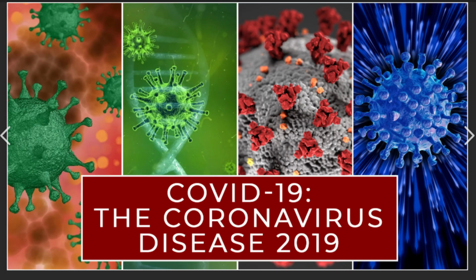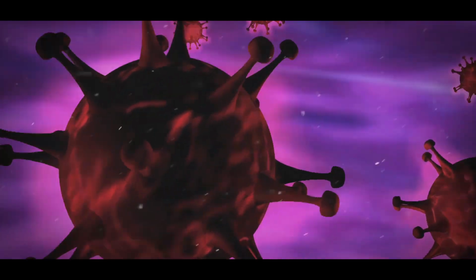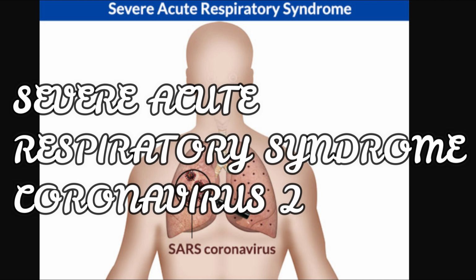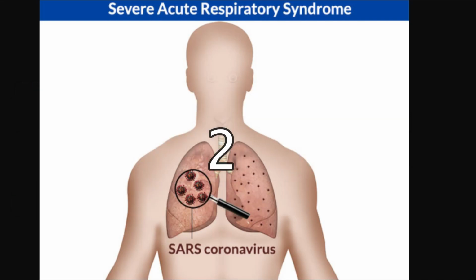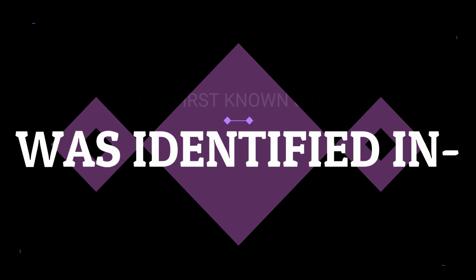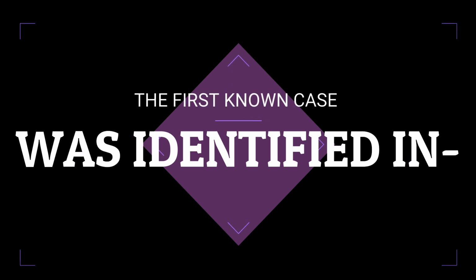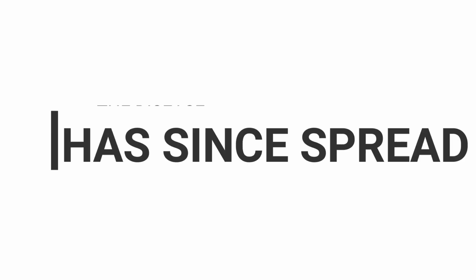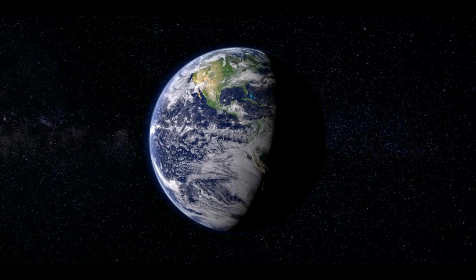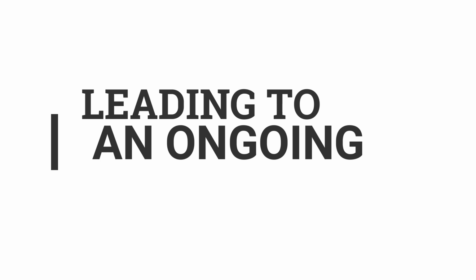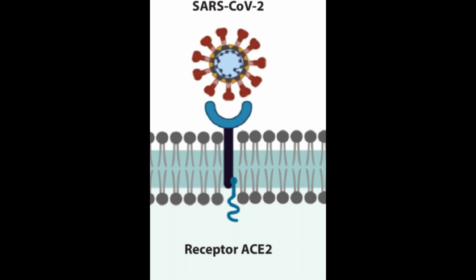Coronavirus disease 2019 or COVID-19 is a contagious disease caused by severe acute respiratory syndrome coronavirus 2 or SARS-CoV-2. The first known case was identified in Wuhan, China in December 2019. The disease has since spread worldwide, leading to an ongoing pandemic. Simply, COVID-19 is a new strain of coronavirus that has not been previously identified in humans.